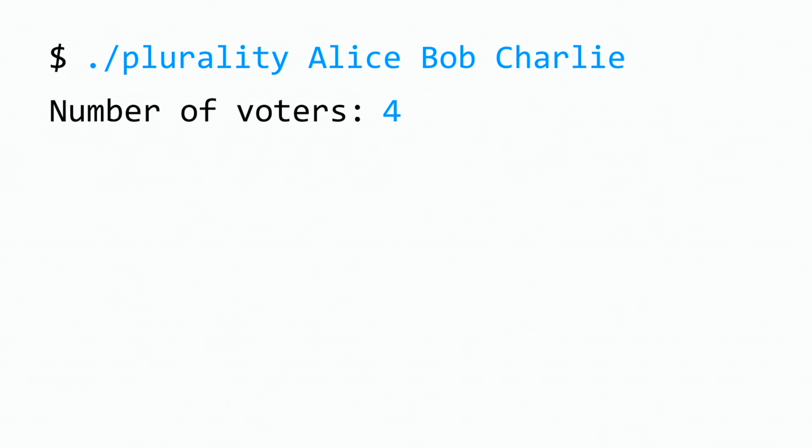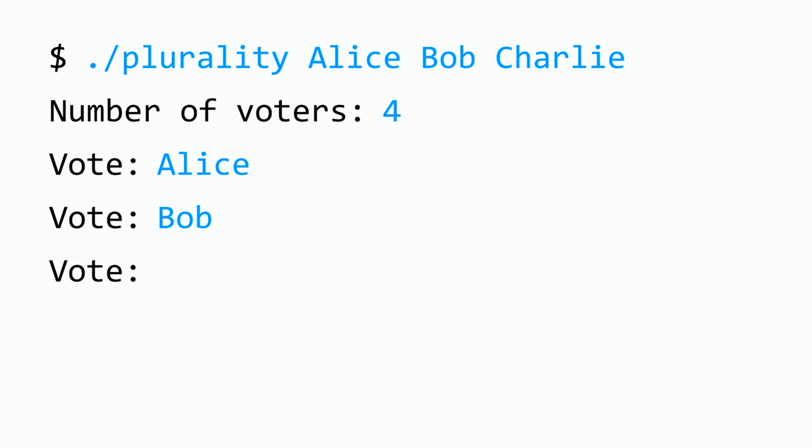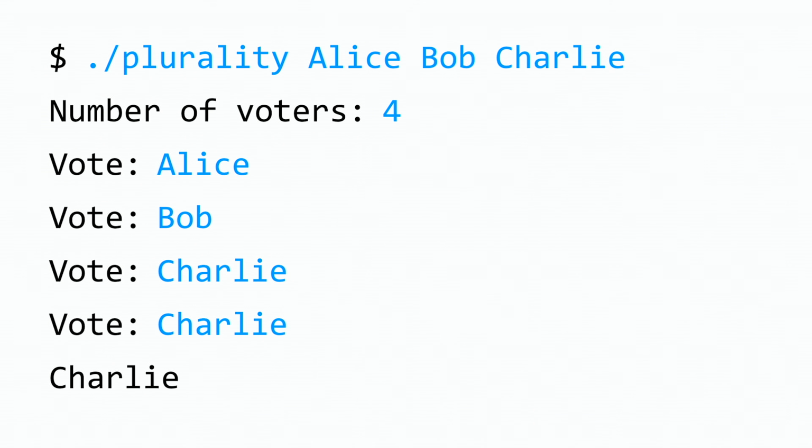And then 4 times, your program is going to prompt the voter to type in who they're going to vote for. So they'll first vote for Alice, for example, and then the next voter might vote for Bob, and maybe the last 2 voters are going to vote for Charlie. After all of the votes are in, your program is going to figure out who the winner of the election is and output their name, in this case, Charlie.